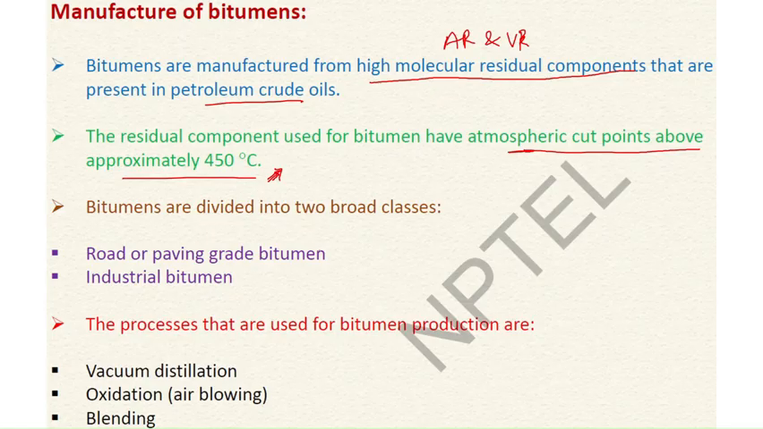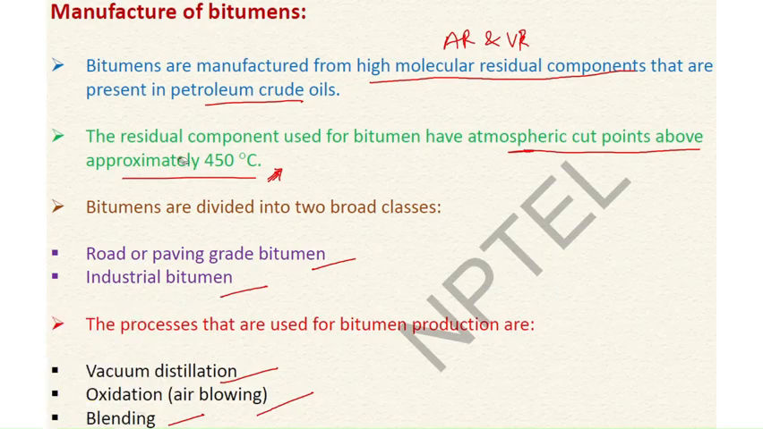So the bitumens are divided into two broad classes. They are mainly used for two broad purposes: the road or paving grade bitumen, and the industrial bitumen, mainly to make rooftops and other things for industrial buildings. And there are three types of processes to produce bitumen: vacuum distillation, oxidation or air blowing, and blending.